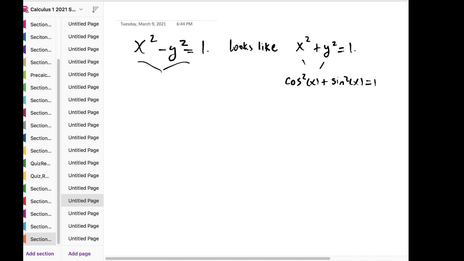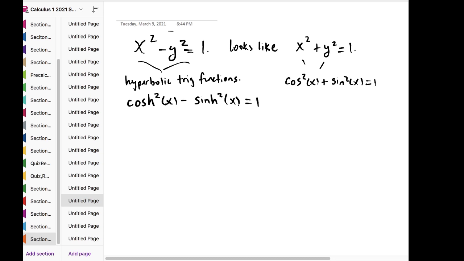So if you're interested in hyperbolas, there's a whole part of trigonometry that is based on this equation. They're called hyperbolic trig functions. You can define new functions called hyperbolic cosine and hyperbolic sine, such that these mysterious functions, when they are squared and subtracted, equal 1.